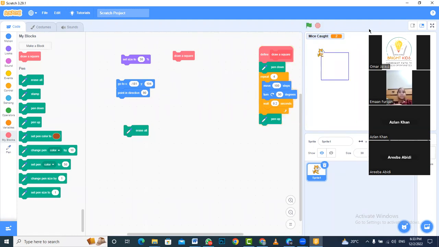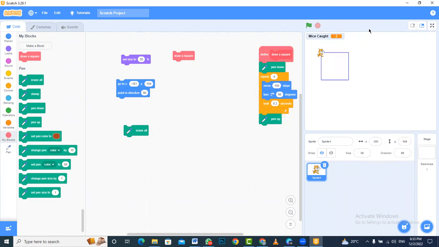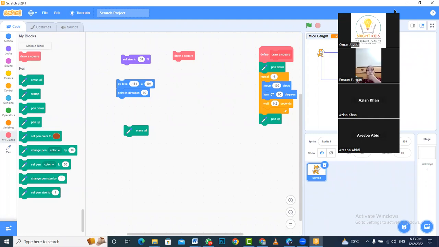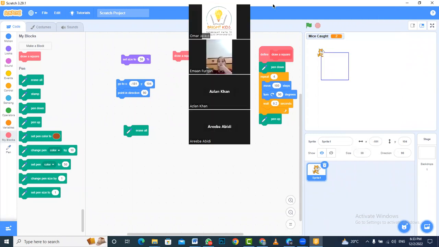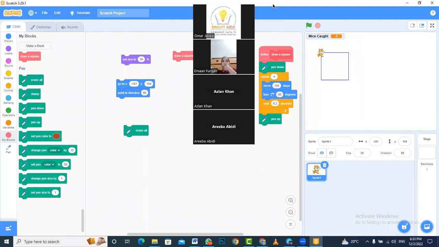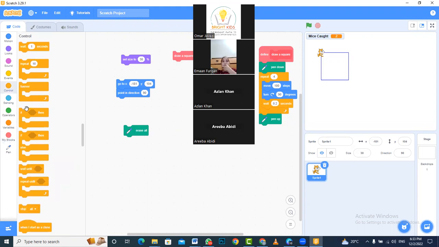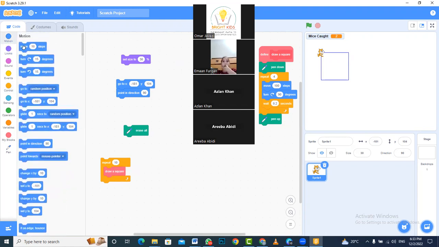Now let's say that I want my system to draw many squares. I want it to draw more than one square. So I can just repeat this process. I can go to the control loop and use repeat, and tell it to repeat drawing a square. But after drawing a square, it should move 150 steps, so it does not draw on the same spot twice.